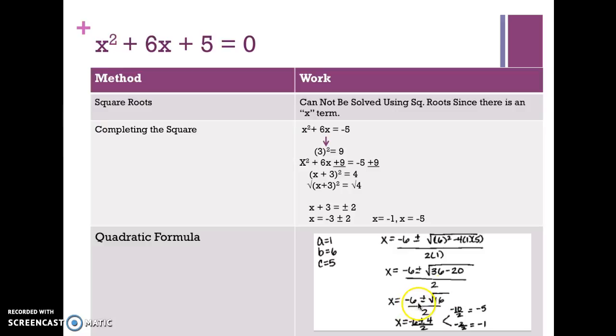Negative 6 plus or minus the square root of 16. Well, what's the square root of 16? 4. So we're left with negative 6 plus or minus 4 divided by 2. When we solve that, negative 6 plus 4 equals negative 2, and then divide by 2, which would equal negative 1. Negative 6 minus 4, which equals negative 10, and divide that by 2, we get negative 5.